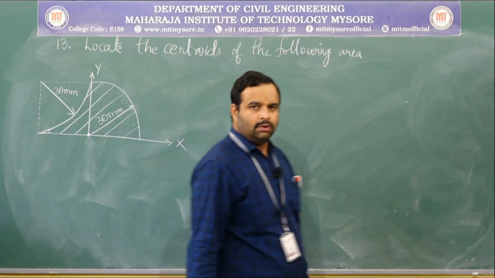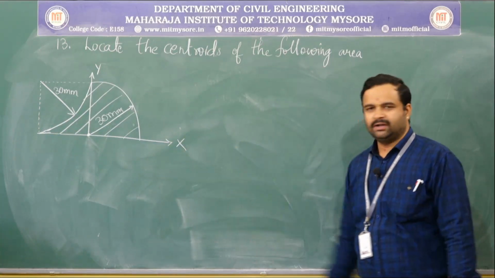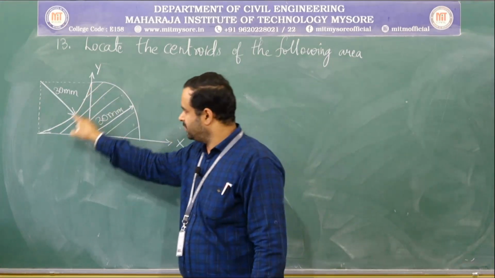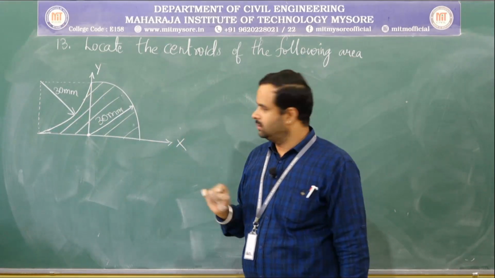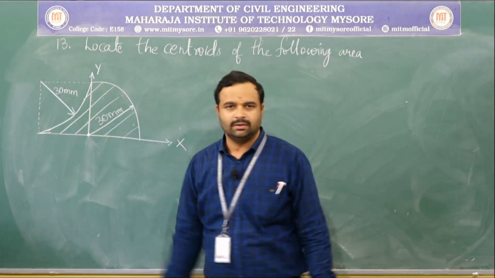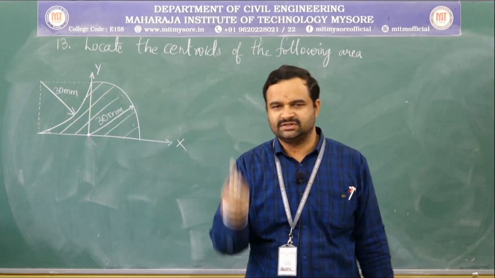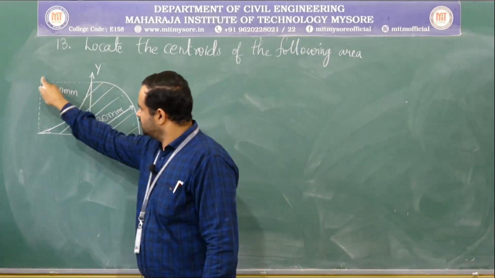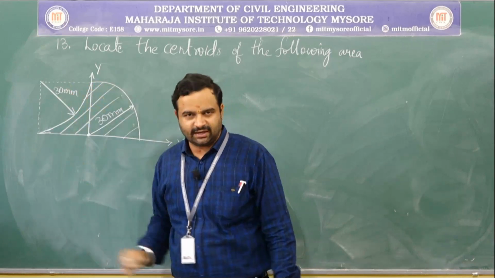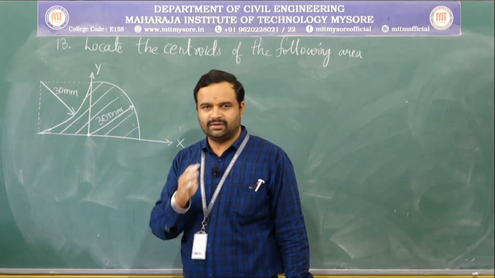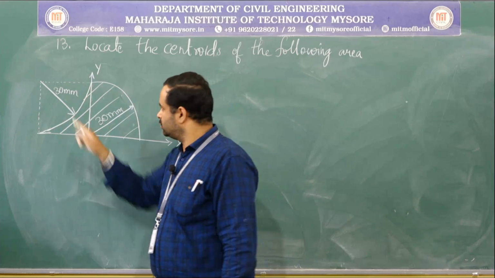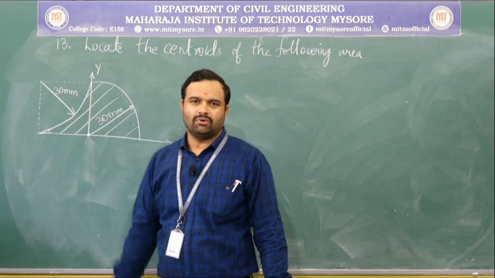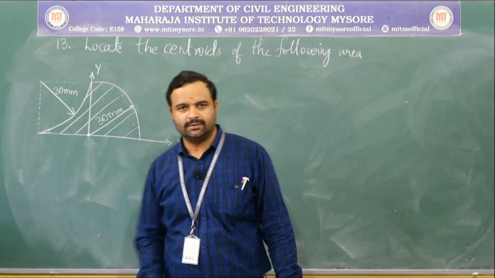Now, to determine the centroid of this particular figure, you need to consider this part also, but what about this component? It is not a triangle because it is having a smooth edge. So, we need to consider this as a rectangle or a square depending on the dimensions, and then try to remove this area as this looks like a quadrant. It will be a quadrant.